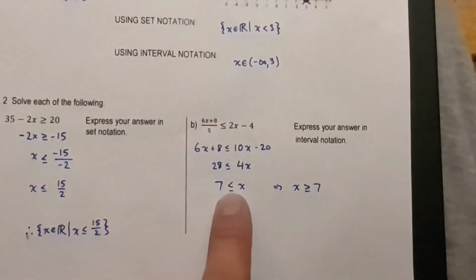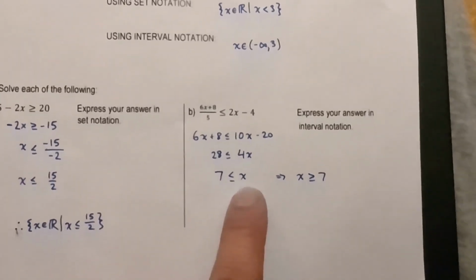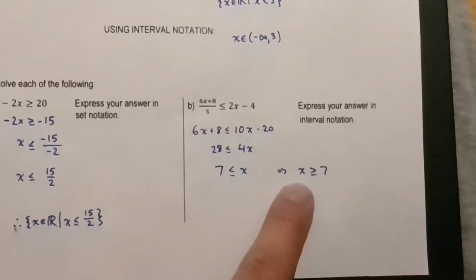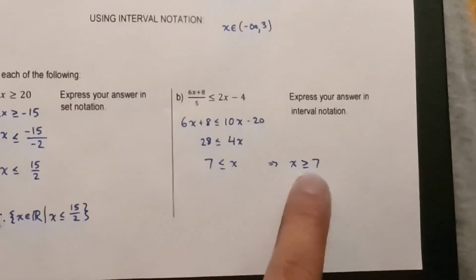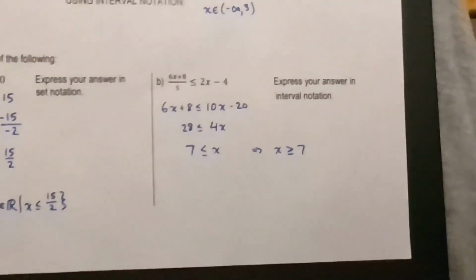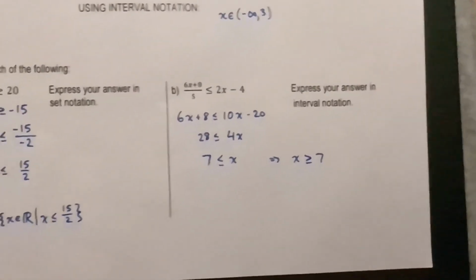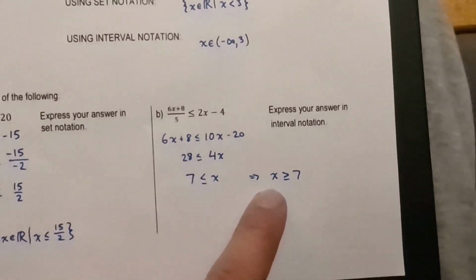And so divide both sides by 4. So 7 is less than or equal to x, which really just means that the big opening has to go towards your x. So x is greater than or equal to 7. These are the same expression, same inequality, just written with everything flipped over.